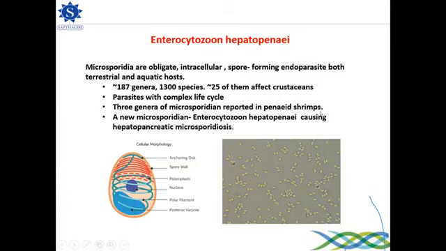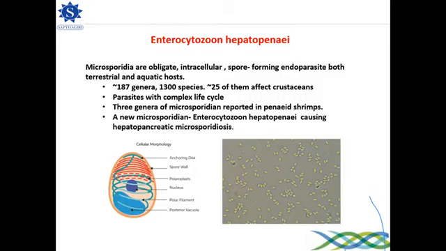EHP, enterocytozoon hepatopenaei, comes under microsporidian parasites. Microsporidia are obligate intracellular spore-forming endoparasites, which infect both terrestrial and aquatic hosts. There are around 187 genera of microsporidia, which consist of 1,300 species. Out of these species, 25 are known to infect crustaceans. The life cycle of these microsporidian parasites is very complex.